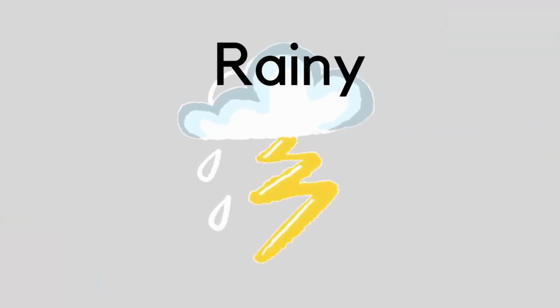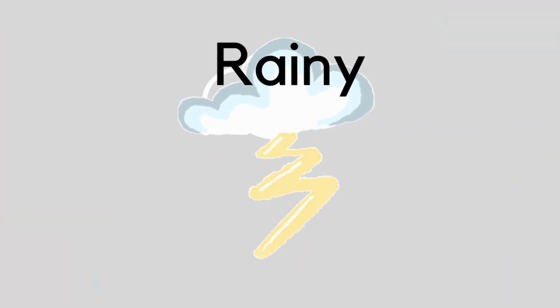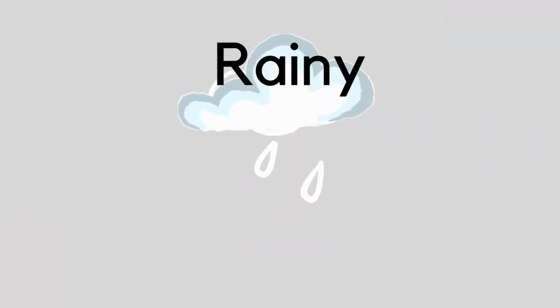Well, now we can take a look out our windows and see what kind of weather we are having today. Take a look, friends. Yes, it's a little rainy today and cloudy. So let's start by finding out our color of the day.